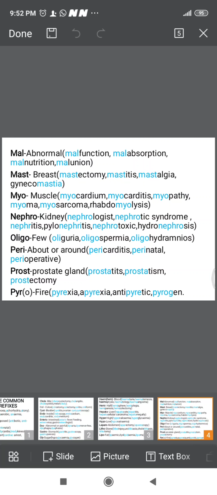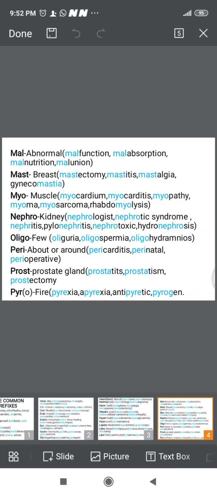Another prefix we have is mast, which stands for breast. We have mastectomy, which is the excision of the breast. Mastitis, which is the inflammation of the breast. Mastalgia, algia means pain, that is pain in the breast. We have gynecomastia. This gynecomastia is a growing of breast in males, which is an abnormality.